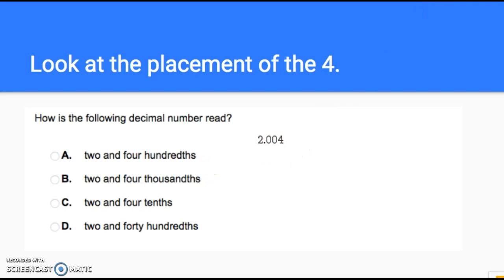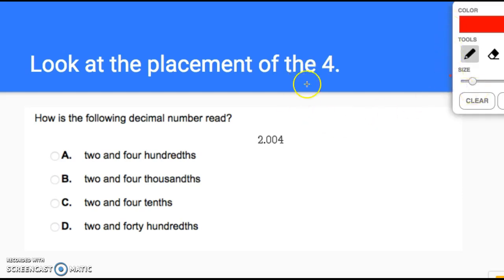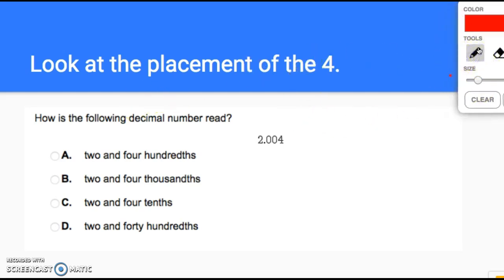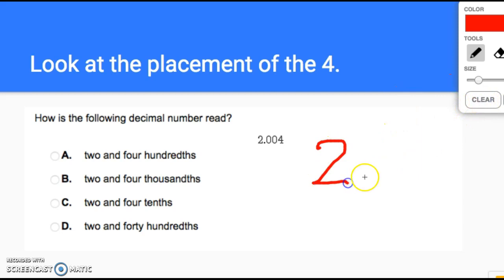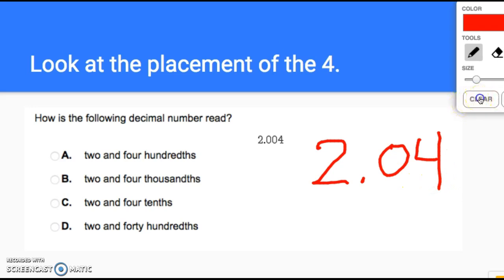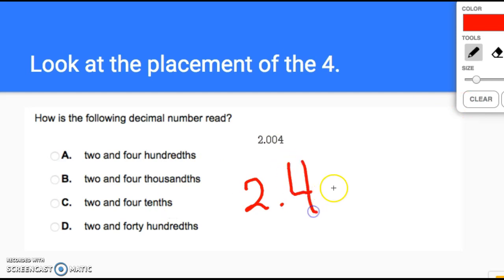If it were 4 hundredths, this would be written as 2.04, whoops, didn't mean to do that. 2.04. That is your 2 and 4 hundredths, as in $2.04, because there are 100 pennies in a dollar, right? This right here, 2 and 4 tenths, is written as 2.4. It's right next to the decimal in that tenths place.